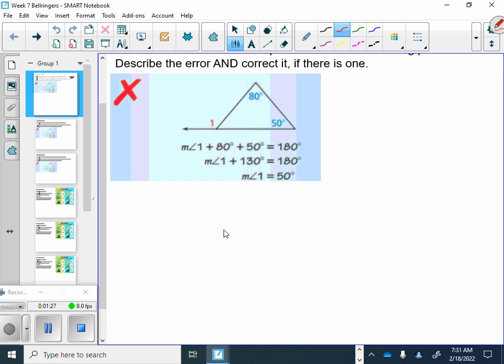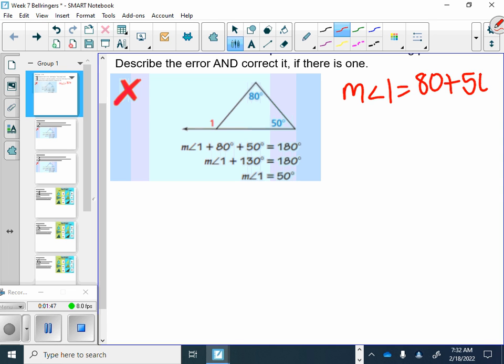That's what they have. No, we talked about... And we're trying to find angle 1. Oh, that's what we're trying to do. We're trying to find angle 1. Bryson? Angle 1 equals 80 plus 50. There you go. Okay. Angle 1 equals 80 plus 50.